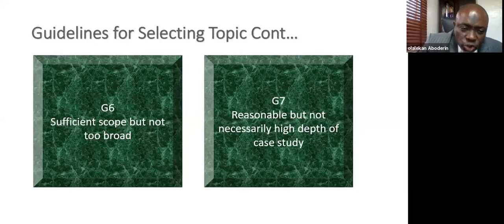So things like that, the scope should not be too broad, but should be sufficient enough. Let me use that word: sufficient scope. Sufficient enough. And equally, these two slides are talking about two different things. Guideline 6 is talking about the scope of the topic itself. Guideline 7 is talking about the depth of the case study.